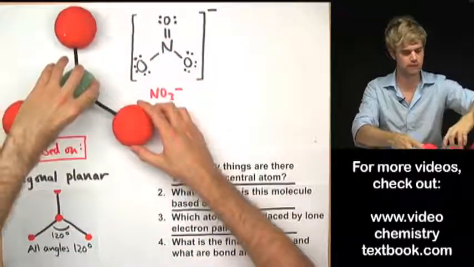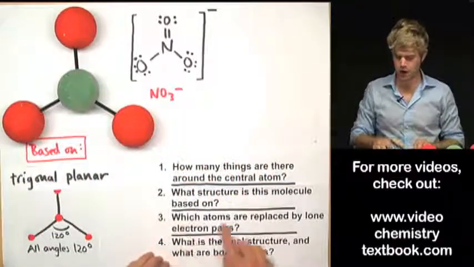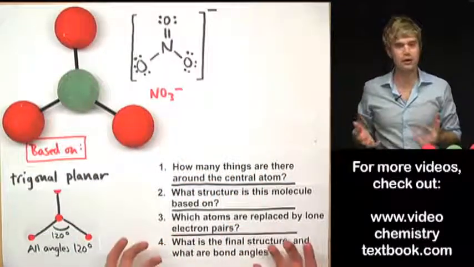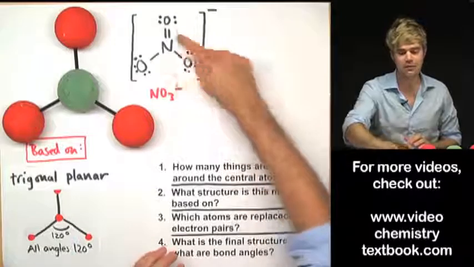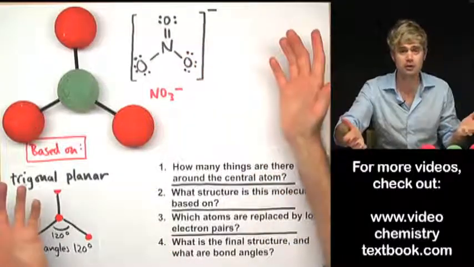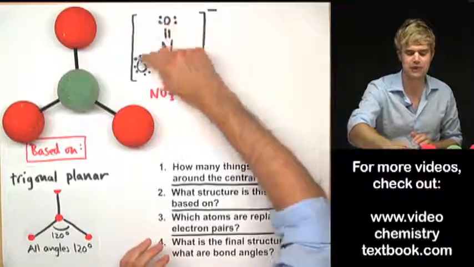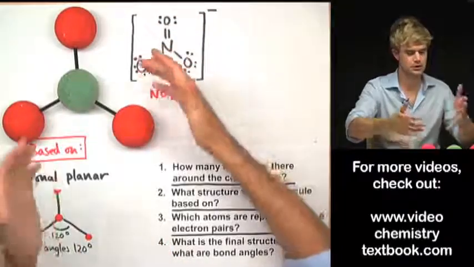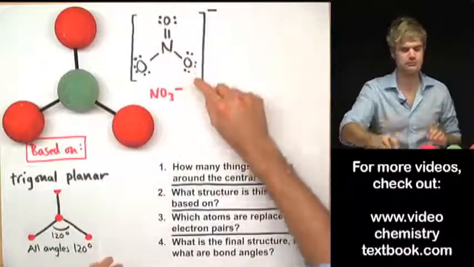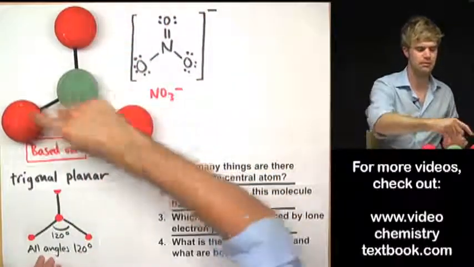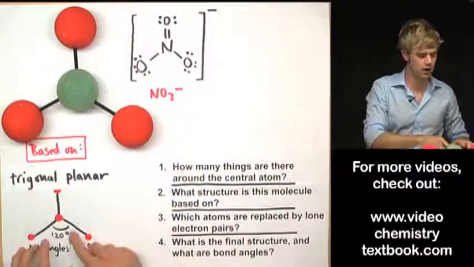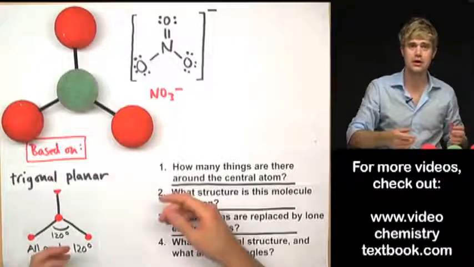Trigonal planar. Now, for number 3, which atoms are replaced by lone electron pairs? For NO3 1-, none of them are replaced by unshared electron pairs. 3 atoms surround the central atom. So that means that this molecule has this shape. It is trigonal planar with 120 degrees between each of the atoms.